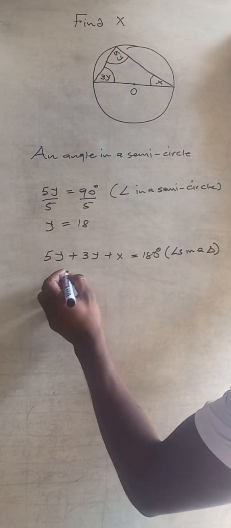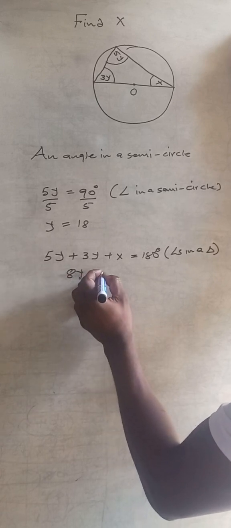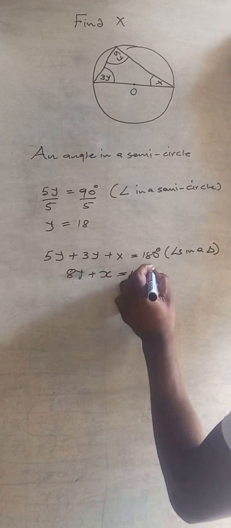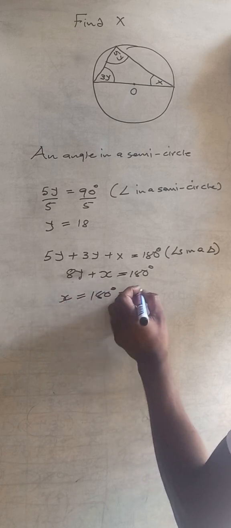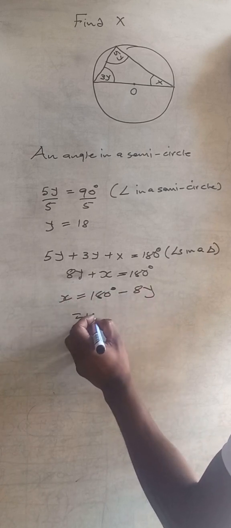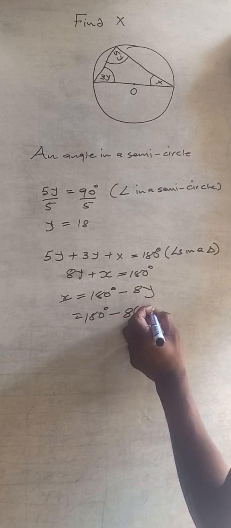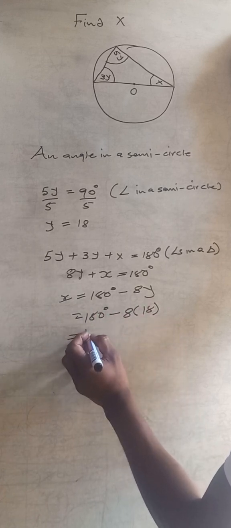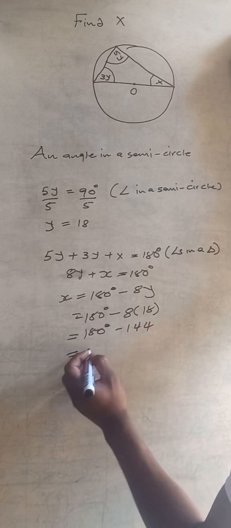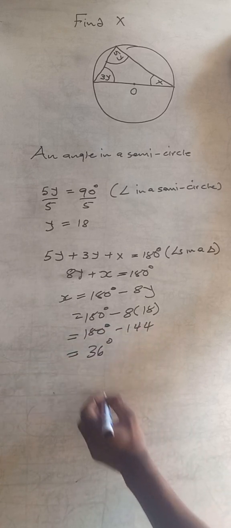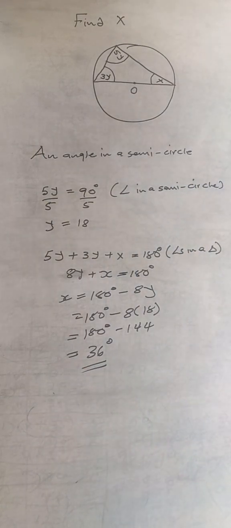Then here you can see that 8y plus x is equal to 180 degrees. Therefore, x is equal to 180 degrees minus 8y. This is 180 degrees minus 8 times 18. Therefore, this will be 180 degrees less 144. Therefore, angle x is 36 degrees. Thank you.